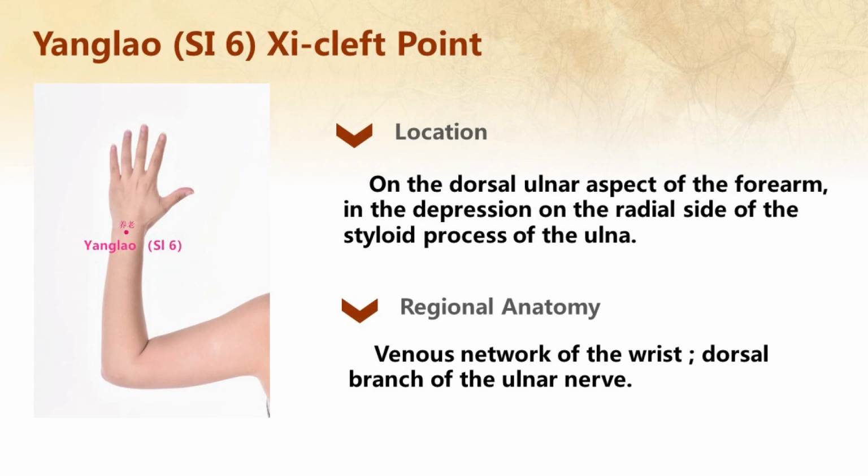The third point is 养老. The acupoint is located on the dorsal ulnar aspect of the forearm, in the depression on the radial side of the styloid process of the ulna. The location of this acupoint contains the venous network of the wrist and the dorsal branch of the ulnar nerve.